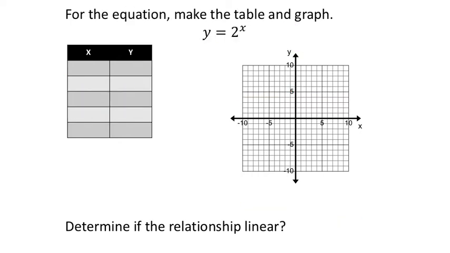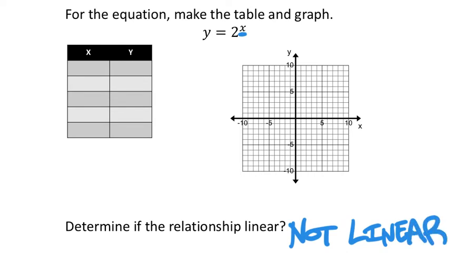All right, how about this one? That's 2 to the power of x. And again, we got an x in the exponent right there. So right here, right off the bat, I'm going to say this one's not linear. Okay? So that's enough for me to tell. But it still says to make the table and the graph on this one.